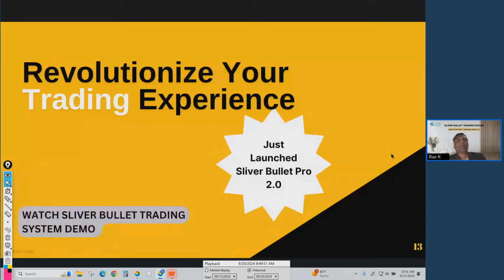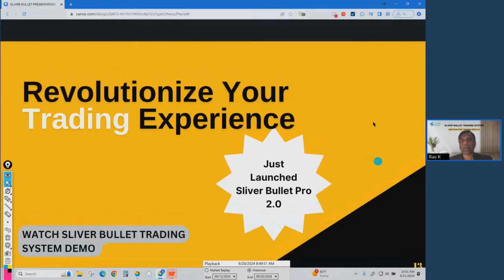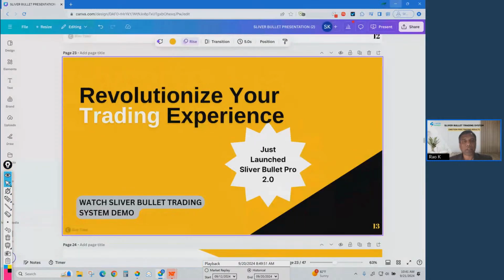Now, how to put all this together? Software helps. The Silver Bullet trading system can automate a lot of things. It gives you precision, accuracy in your trading. Those who joined in the beginning saw the demo of the software. I'm going to give the same demo again. Not the same demo. Let me see. What shall I do?